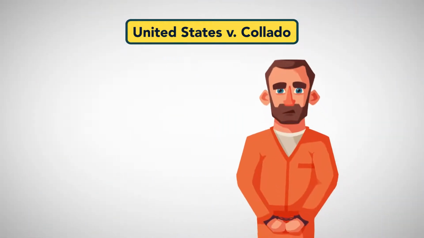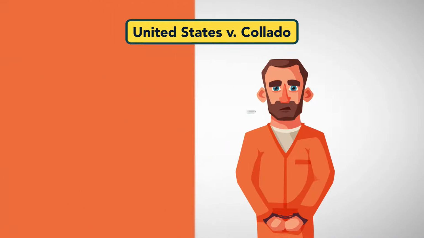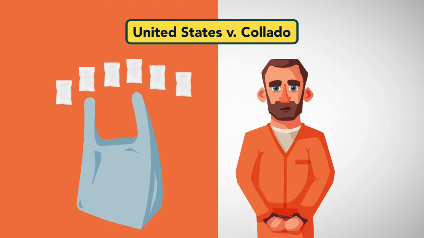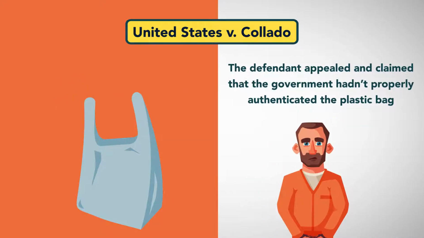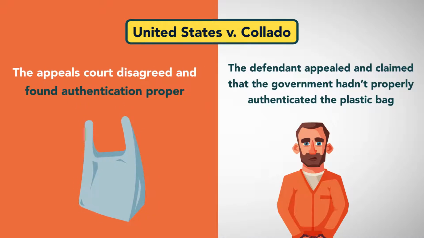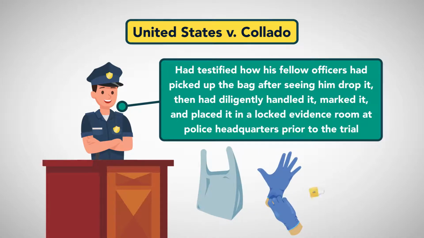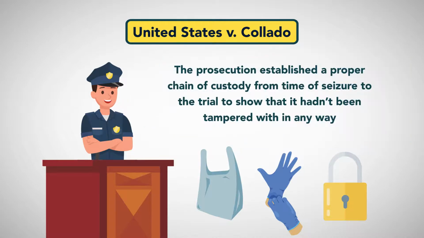In United States v. Collado, the government prosecuted a defendant who was alleged to have possessed cocaine with intent to distribute. During the trial, it introduced a plastic bag containing 30 cocaine baggies that the defendant had allegedly dropped. After his conviction, the defendant appealed and claimed that the government hadn't properly authenticated the plastic bag. The appeals court disagreed and found authentication proper. The police officer had testified how his fellow officers had picked up the bag after seeing him drop it, and then had diligently handled it, marked it, and placed it into a locked evidence room at the police headquarters prior to the trial. The prosecution established a proper chain of custody from the time of seizure to trial to show that it hadn't been tampered with in any way.